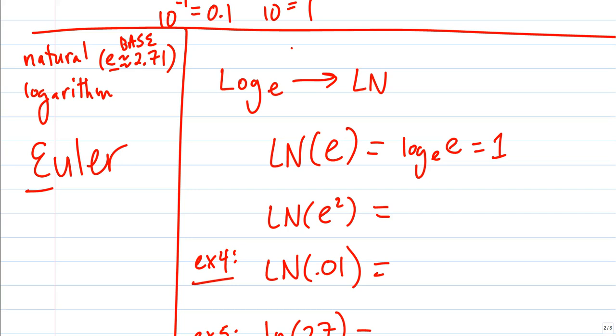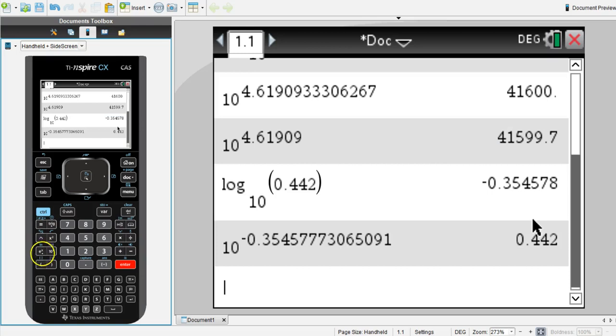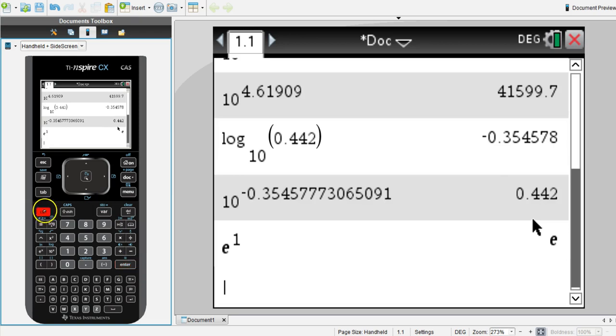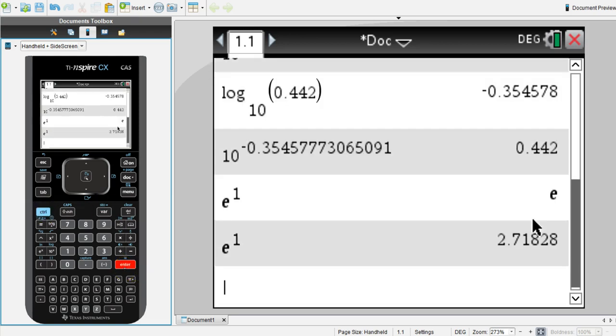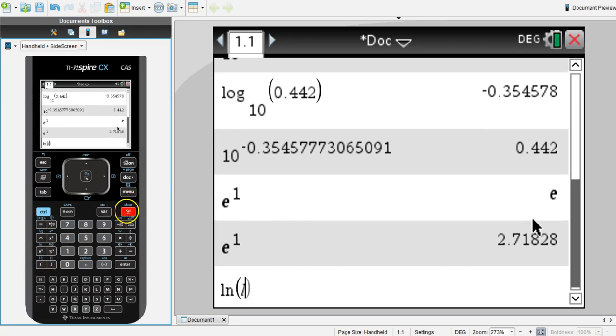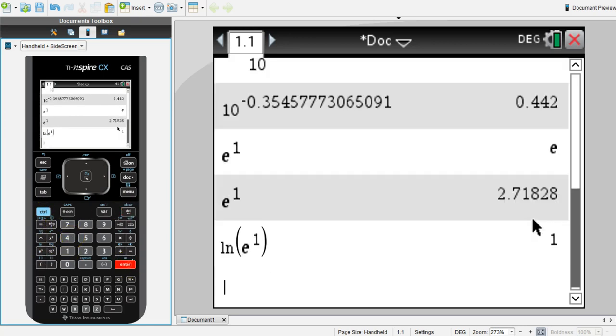So what is the natural log of e? That's basically like saying, what's log base e of e? Should be 1. Let's look at the calculator. Okay, let's start with what e is. We already said e was approximately 2.71 something. But right above that e is this little ln. So what is ln of e to the first power? Should be 1.